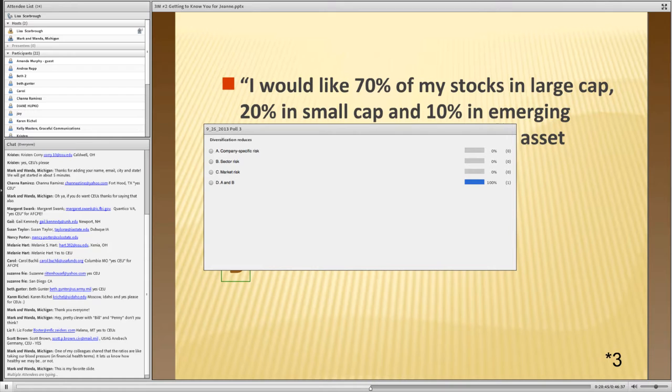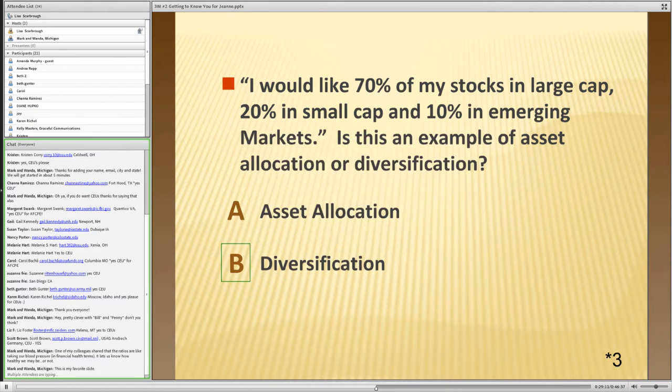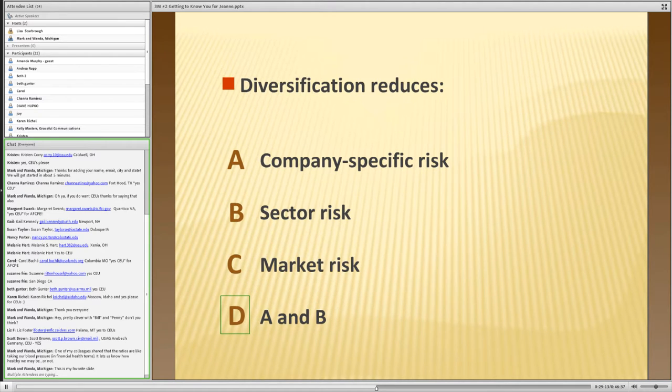Okay, so we have: diversification reduces company-specific risk, sector risk, market risk, or all. Or excuse me, A and B. Wanda, I think we're making the quiz questions too easy. You're right, it is A and B, but that's just good reinforcement.